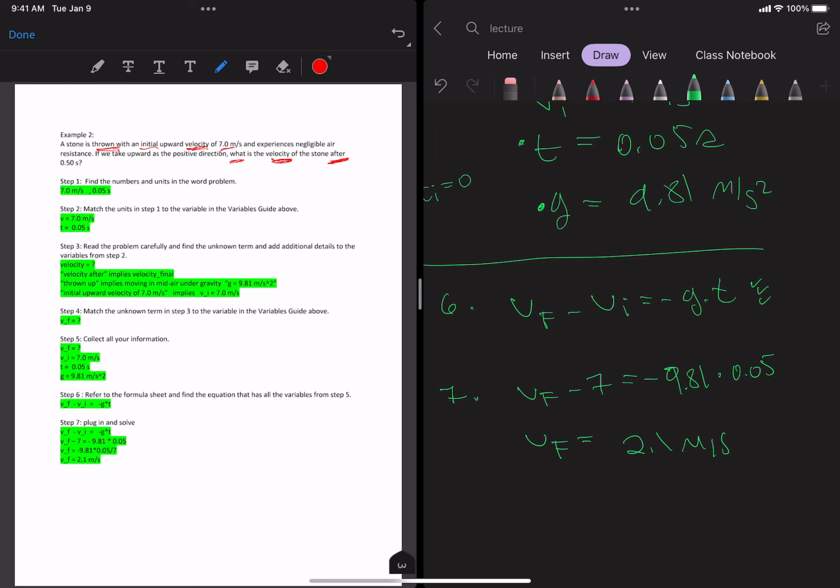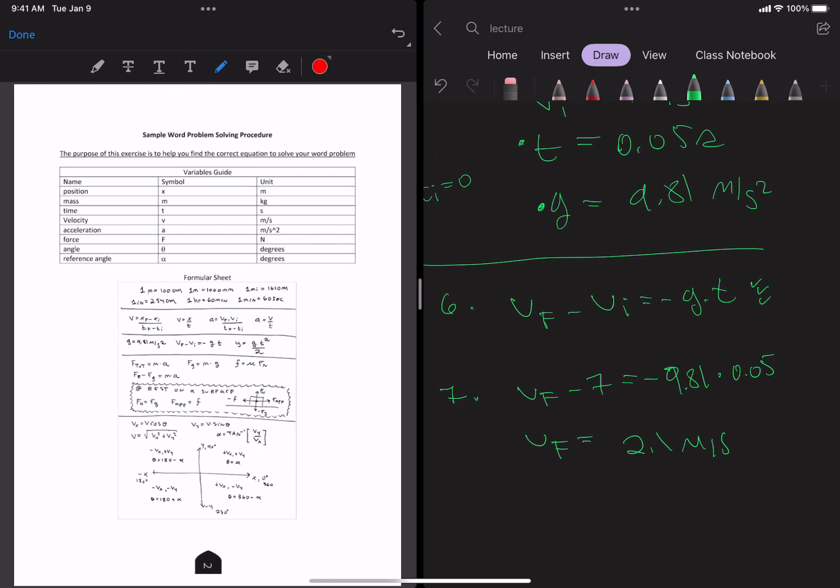So whether you're working on homework questions or on the test, always try to use this guide, where first what you do is find the variables. Once you find the variables, always find first the units, and once you find the units, then you find the corresponding variables, and then once you find the variables, you find the corresponding equation.